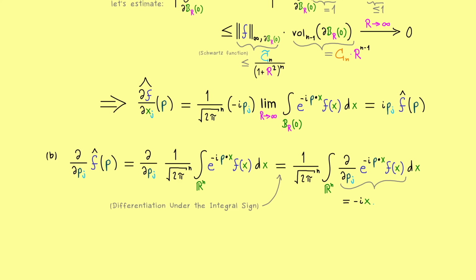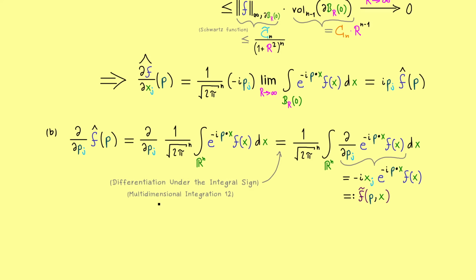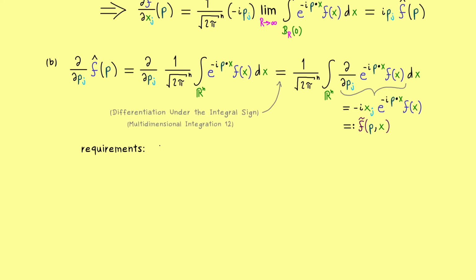And this one is just minus i x_j times the same exponential function and f again. So this is the important thing, and let's abbreviate this function by f tilde. For this function we have two inputs, namely p and x. This is important for checking the requirements, which you can also look up in my multidimensional integration course. But I will state them here again because they are quite simple. First, we need that regardless of which point x we fix, the function depending on p is a continuous one. This is quite clear because everything here is C infinity anyway, no matter which variable we consider.